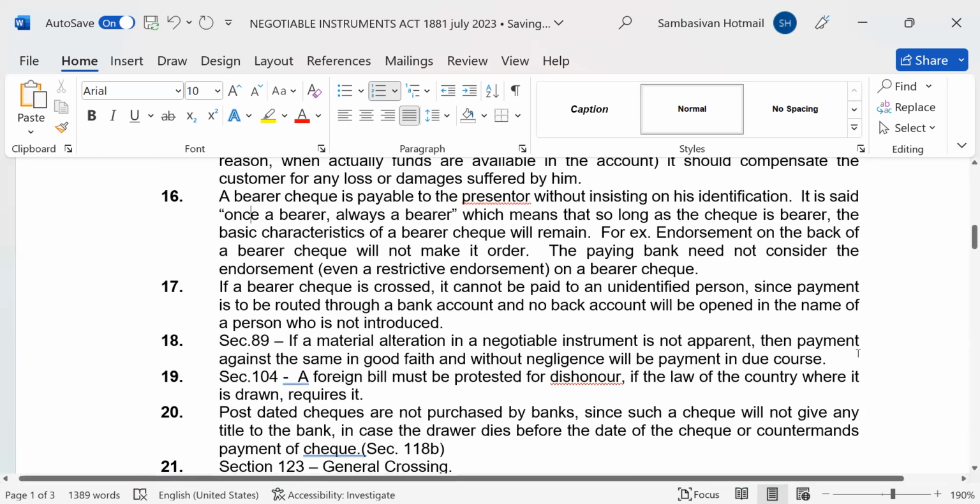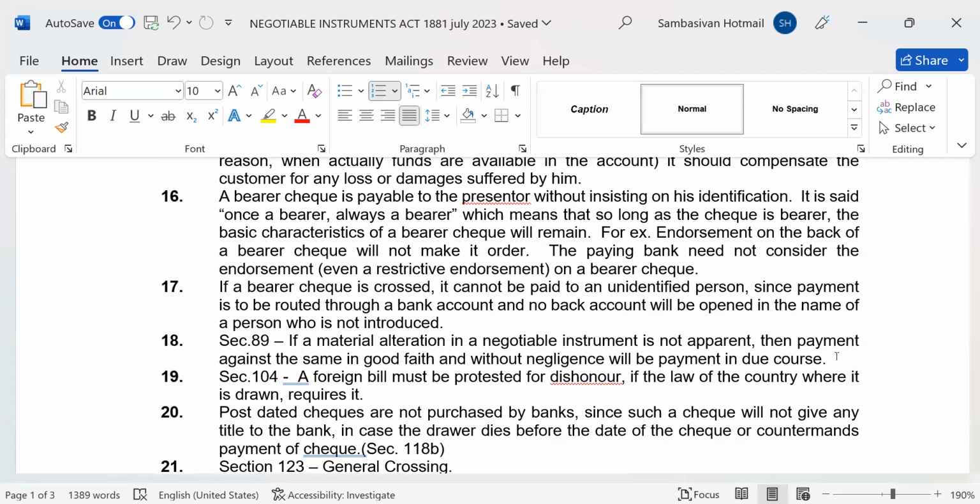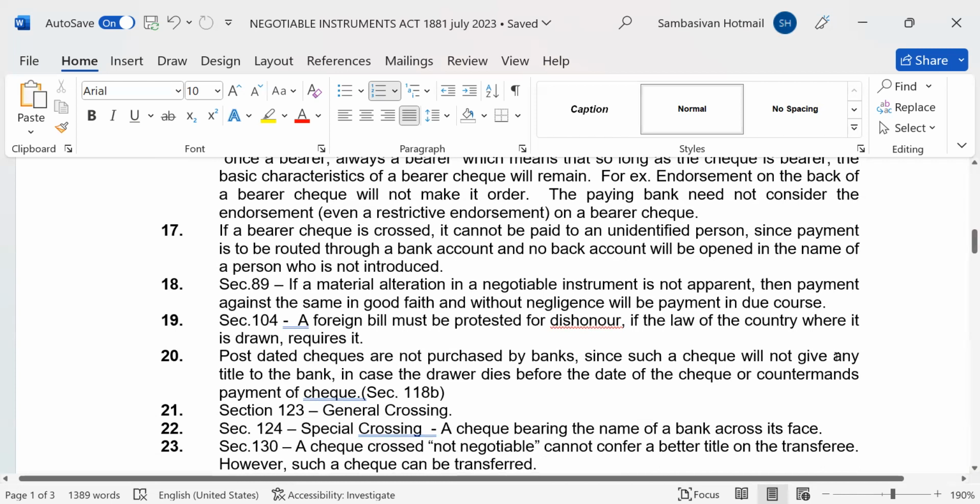that so long as the check is bearer, the basic characteristics of a bearer check will remain. For example, endorsement on the back of a bearer check will not make it order. For paying, the bank need not consider the endorsement, even a restrictive endorsement on a bearer check. If a bearer check is crossed, it cannot be paid to an unidentified person, since payment is to be routed through a bank and no bank account will be opened in the name of a person who is not introduced. Section 89.